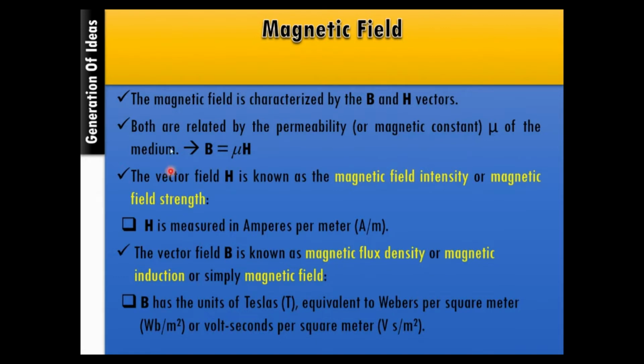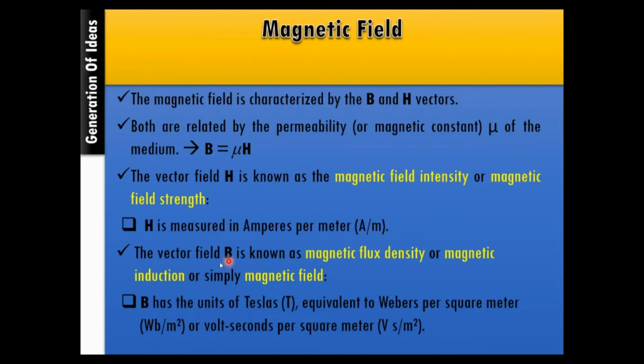So for the magnetic field, it is characterized by the B and also the H vector. Both are related by the permeability or the magnetic constant, mu, of the medium. This is the parameter that links the B and the H. So what is the H? H, we call it the magnetic field intensity or the magnetic field strength. The unit of this H is amperes per meter.